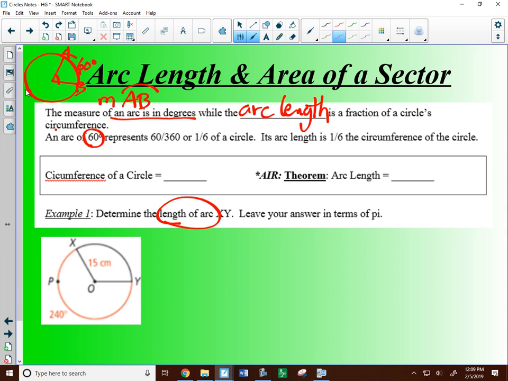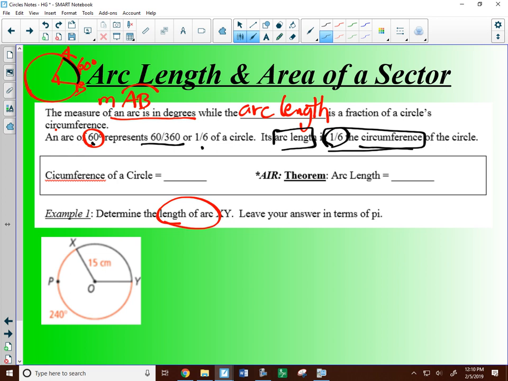So on this one, if I was finding the arc length, the length of this arc here, I would do 60 over 360, which represents how much of the whole circle the arc takes up. That would be 1/6. I'm sorry, the arc length would be 1/6 of the circumference. So you're doing the circumference, just a fraction of it, just part of it.